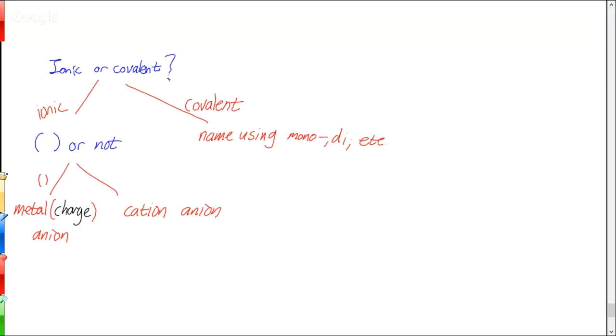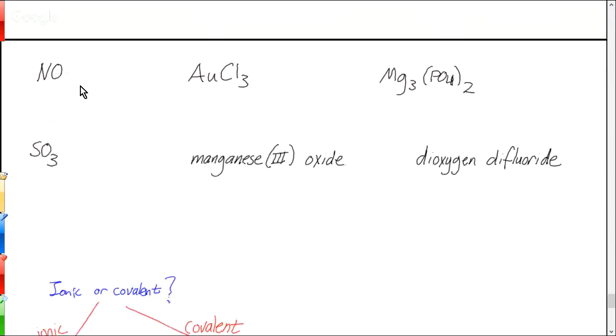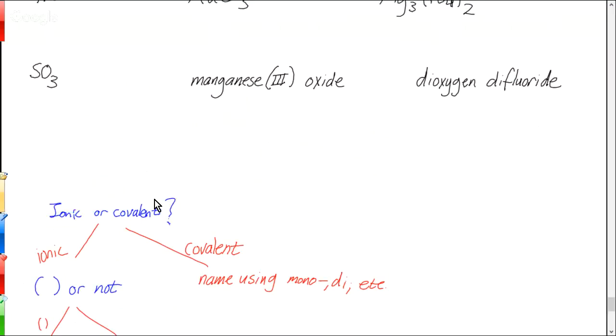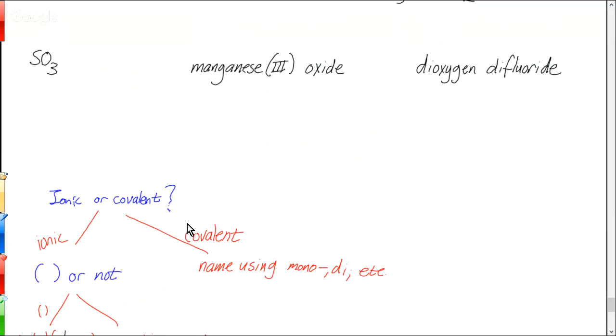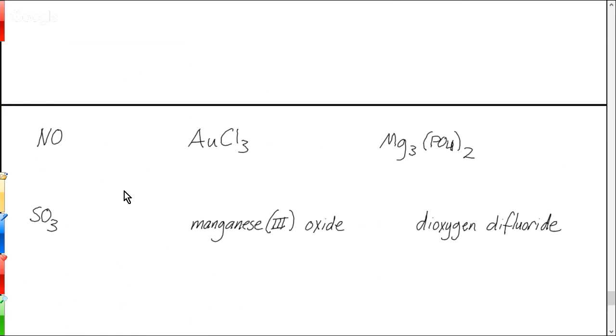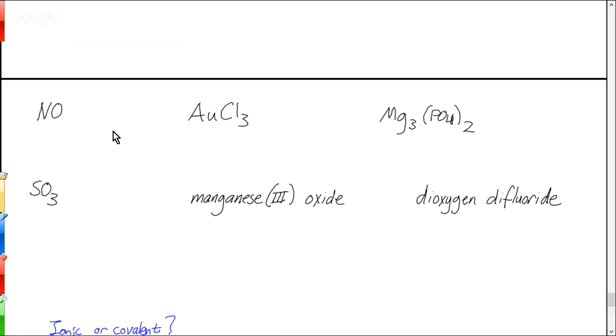So let's practice this through the examples that you just worked on yourself, but now also using this. We go NO, and our first question is ionic or covalent? Does this have a metal or some other kind of ion in it? It doesn't. It just has N and O. So that tells us we're going down the covalent track here, and we're going to name it with the prefixes. So we would call this one nitrogen monoxide.